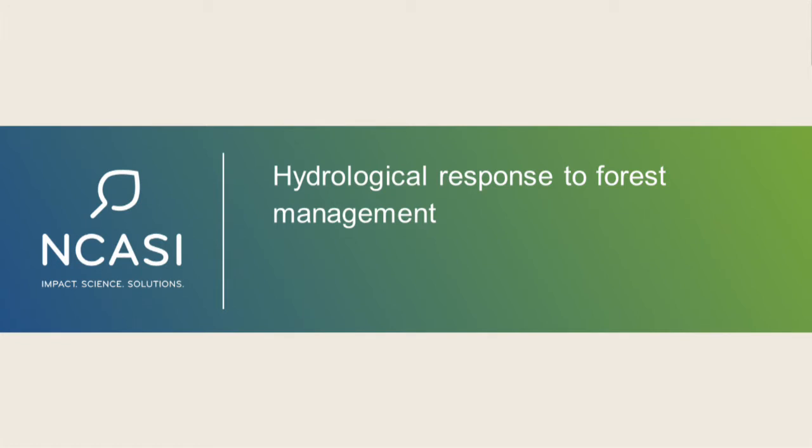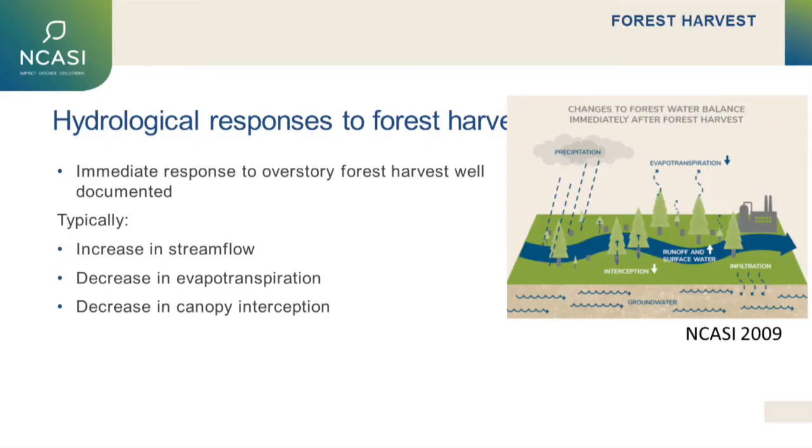So the hydrological response to forest management is well studied. There are hundreds of paired watershed studies that have evaluated the immediate response to overstory removal. And so this figure on the right is a figure based on the generalized response over broad spatial areas, which are generally that when you remove large swaths of overstory vegetation, you have an increase in surface runoff, you have a decrease in evapotranspiration, and you have a decrease in canopy interception.